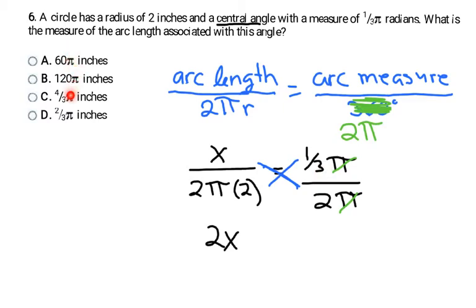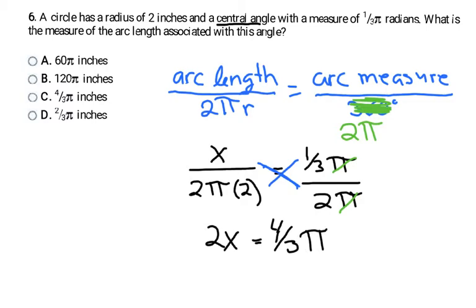I'm looking ahead and see I have pi's in my answer, so I'm not going to use 3.14 for pi. I'm not going to replace it with that. I'm just going to keep it in my problem. So 2 times 2 is 4. And 4 times 1/3 is 4/3. So I have 4/3 pi.